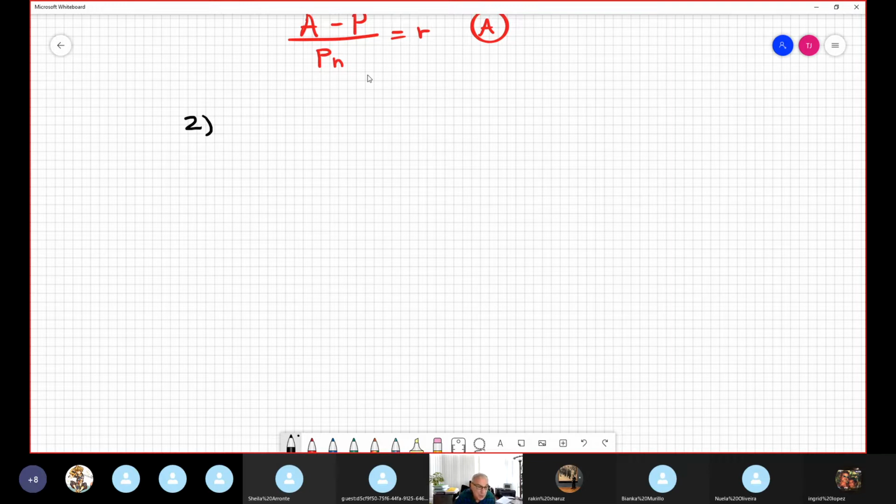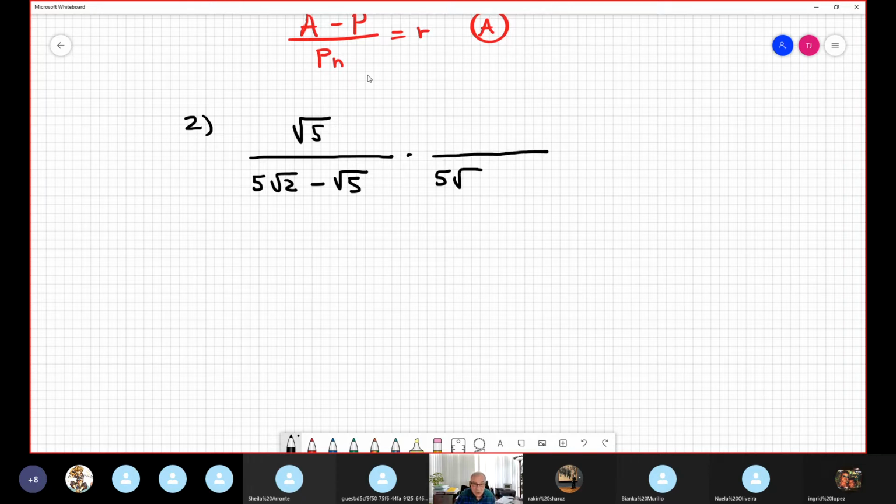Okay, number two is super easy and you are strong in this because you did it before. 5 radical 2 minus radical 5. This is typical rationalization. But when you have a binomial, you multiply by the conjugate. The conjugate is 5 radical 2 plus radical 5. In order not to affect my problem, I multiply and divide by the same number. This is a smart one.